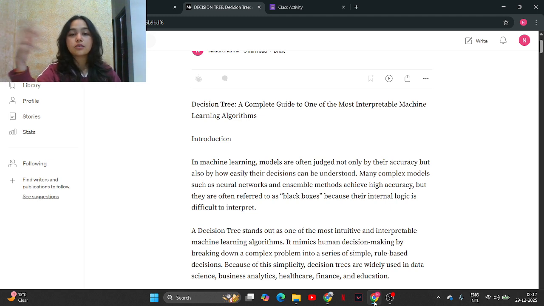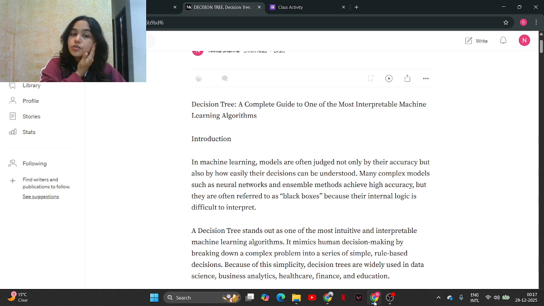Now, the advantages of decision trees are that they are easy to understand and interpret, need minimal data processing, and handle numerical and categorical data. They capture non-linear relationships. And there are limitations too. They are very prone to overfitting, sensitive to small data changes, and less accurate than ensemble methods. That's why decision trees are often combined into ensembles.